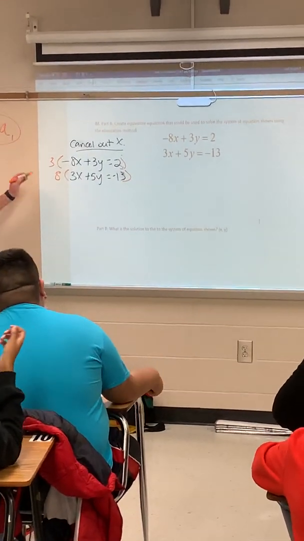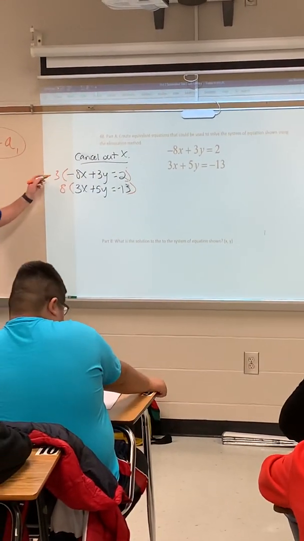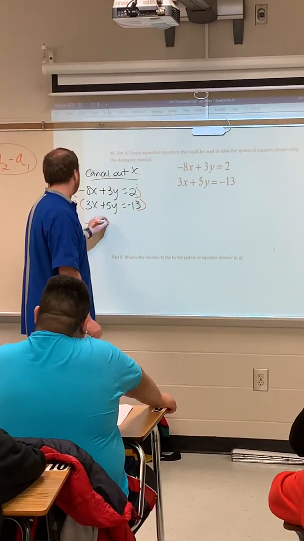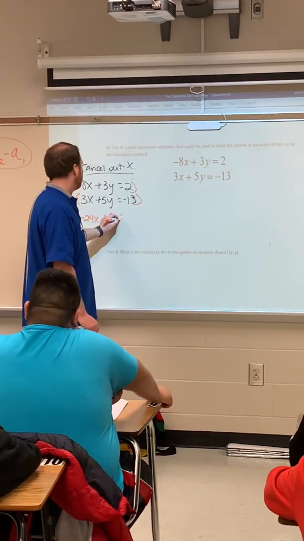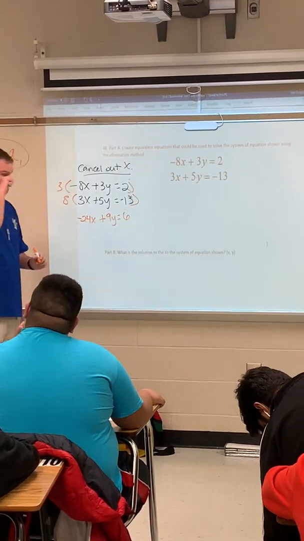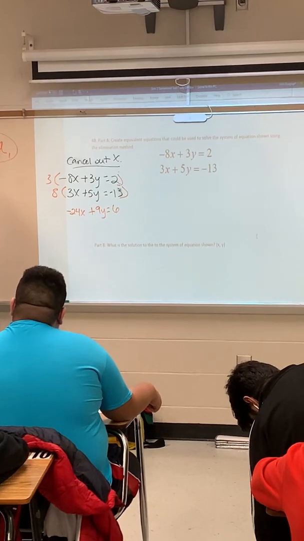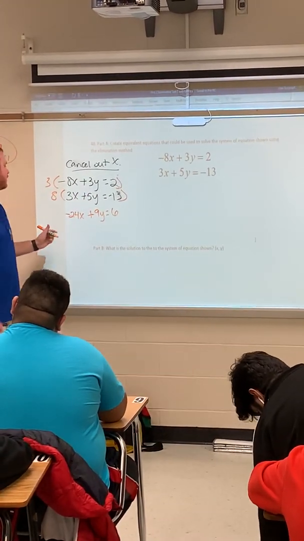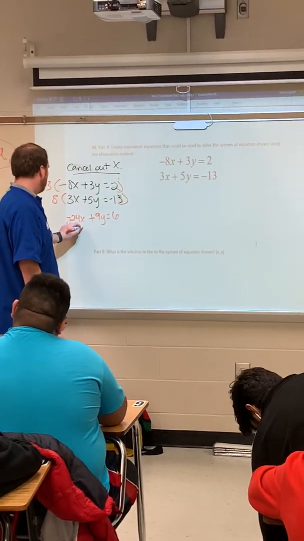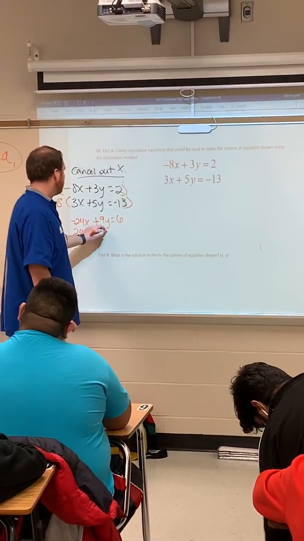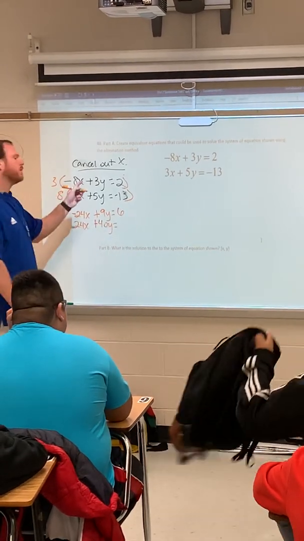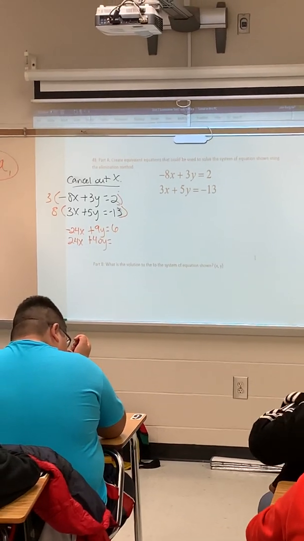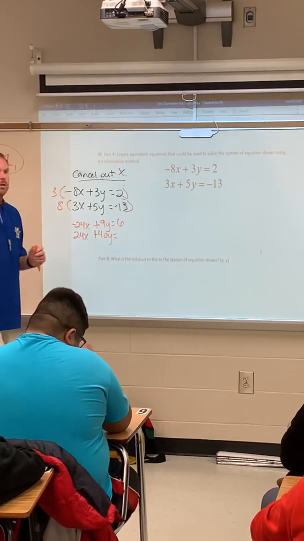I need to multiply each one of these by 3 in the top equation. So I got -24x plus 9y equals 6. Everybody okay with what I just did on the top equation? Yeah. Okay, the bottom equation, multiply everything in here by 8. So you got 24x plus 40y equals, well, what's 8 times -13? You have a calculator? -104. Okay?